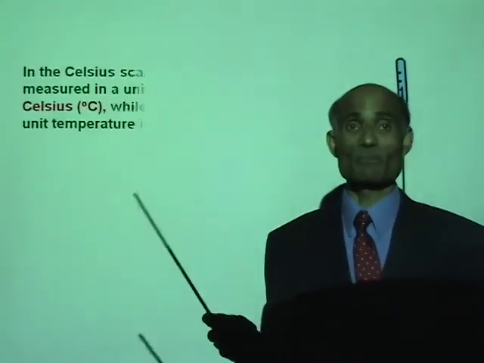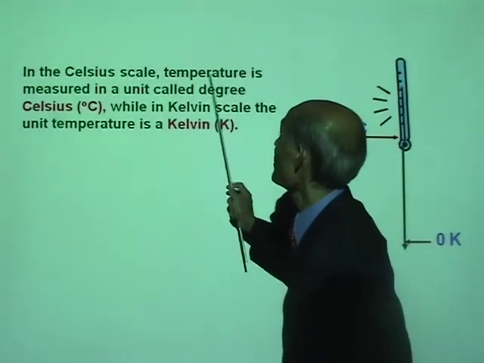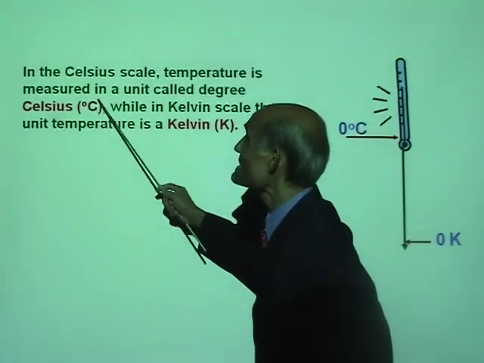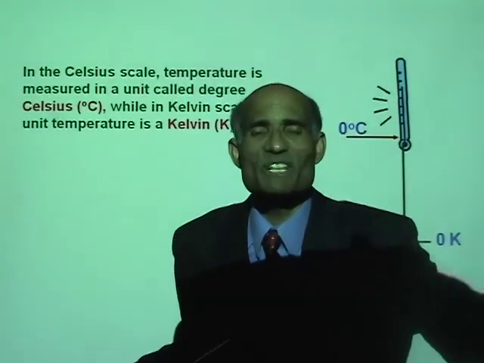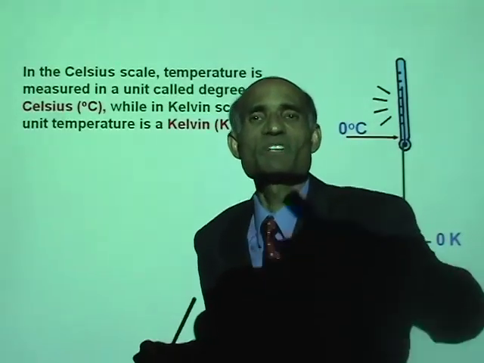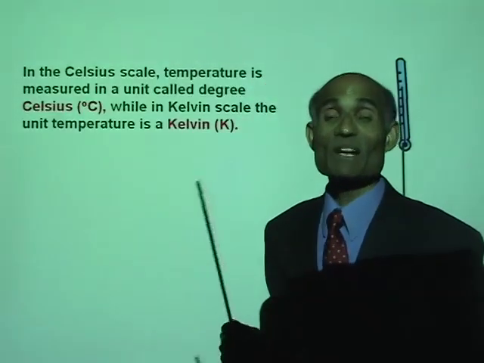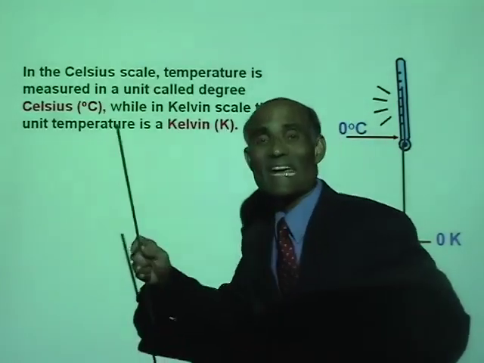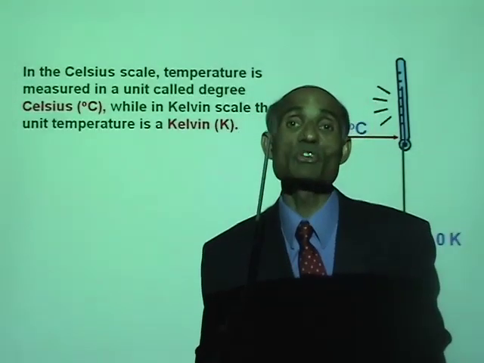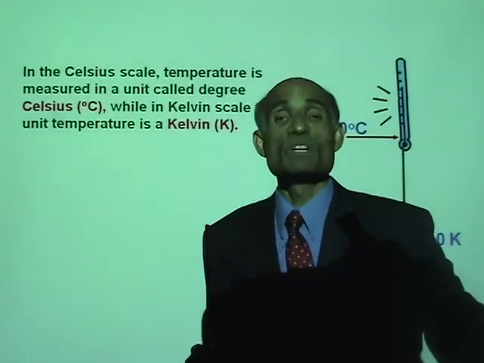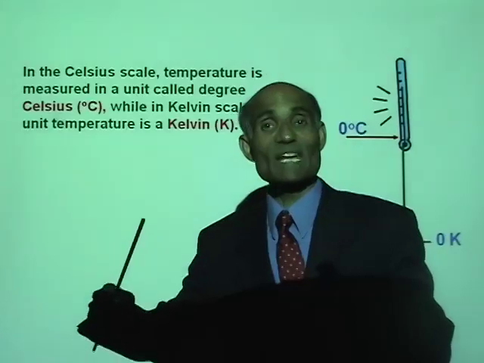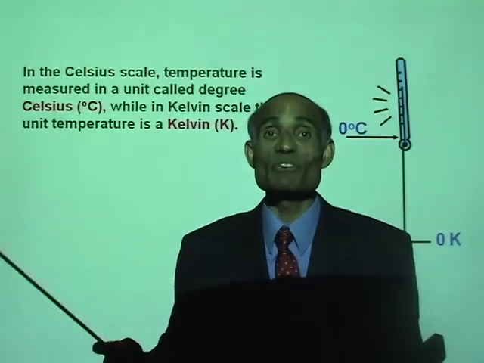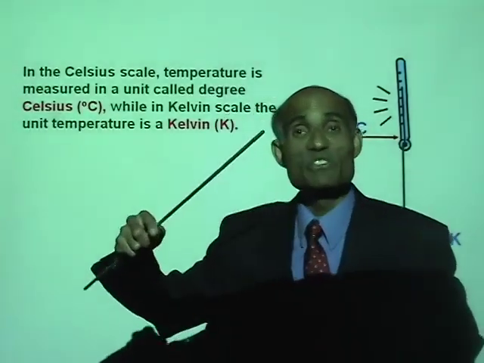No energy at all. Now, in the Celsius scale, the temperature is measured in a unit called degrees Celsius. We say the temperature is 20 degrees Celsius, the temperature is 50 degrees Celsius, and so on. Whereas when we use Kelvin, we will simply say so many Kelvin is the temperature. We will not use the term degree. In other words, 100 Kelvin, 200 Kelvin, 500 Kelvin is a measure of the temperature in the Kelvin scale. Whereas in Celsius we say degree Celsius.